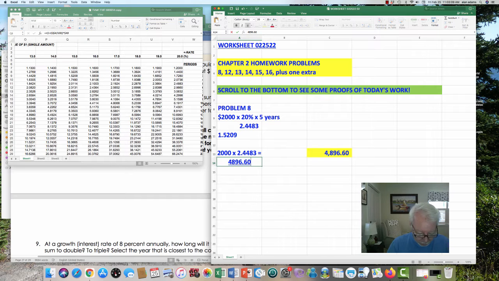4,896.60. We're going to multiply that times, what was the next factor we looked up? 15% for 3 more years. We said it was 1.5209. Okay, so let's grow that number. Let me clean this up a little bit for you here.